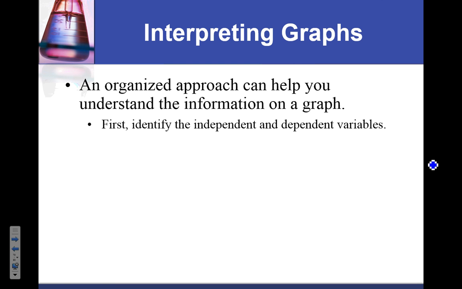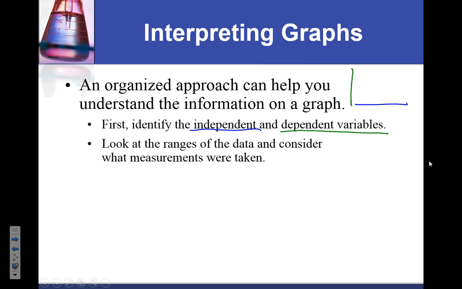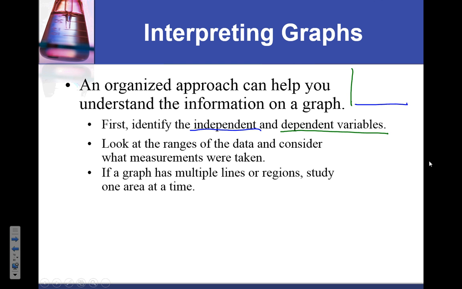Remember, the independent variable is our x-axis, and the dependent variable would be the y-axis. So what we graph on the y-axis is going to be our dependent variable. What we graph on the x-axis is going to be our independent variable. Next, when we're trying to make a line graph, besides establishing what goes on what axes, we can look at the ranges of data and use that to consider what measurements were taken.